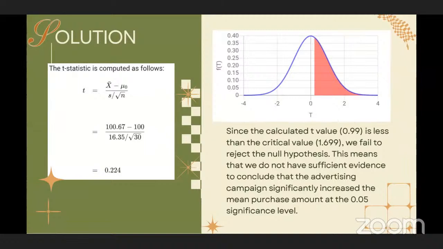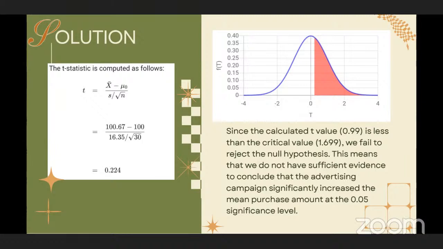So we are going to put it in the formula, and the t statistic is computed as follows. The t is x bar minus mu, divided by s divided by the square root of n. So 100.67 minus 100, divided by 60.35 divided by the square root of 30, is equal to 0.224.